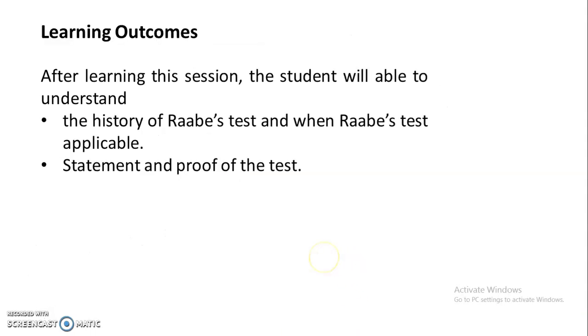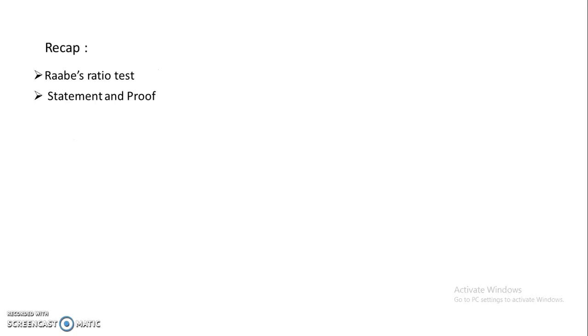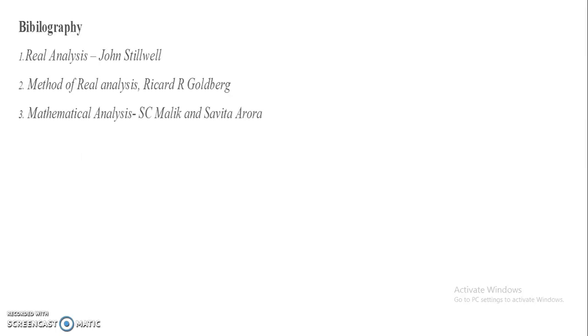After learning this session, the students will be able to understand the history of Raabe's test, when this is applicable, and when the D'Alembert ratio test fails. Students also understand the statement and proof of the test. As we have learned these, this is the bibliography of the references we have referred to in this lecture. Thank you.